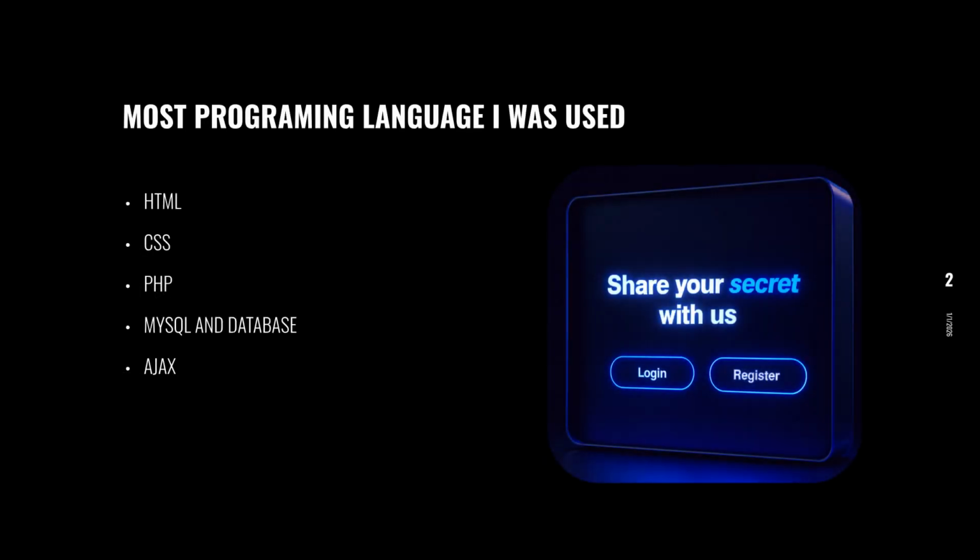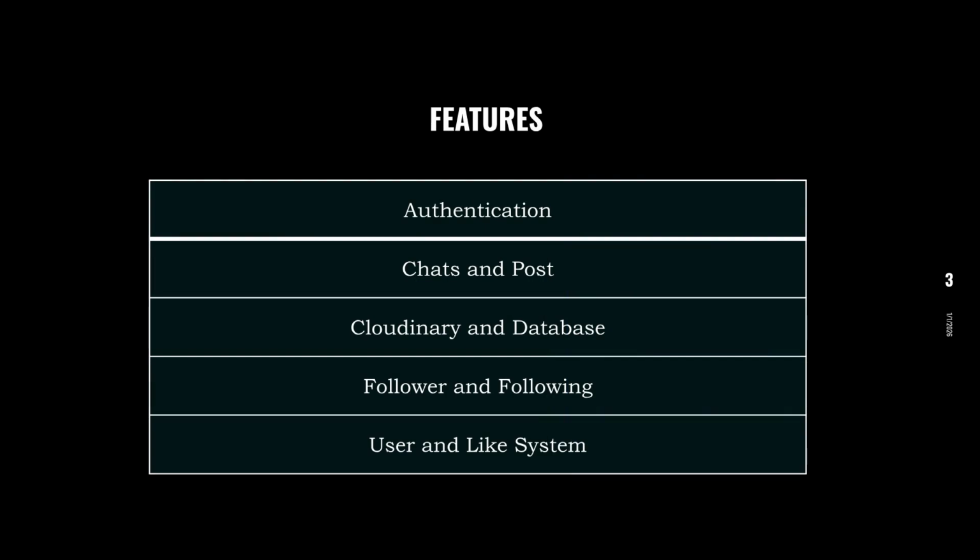Welcome to the video about MS Social App. The programming languages used for this app include HTML, CSS, PHP, MySQL and Database, and Ajax. Next, let's explore the various features of the MS Social App.